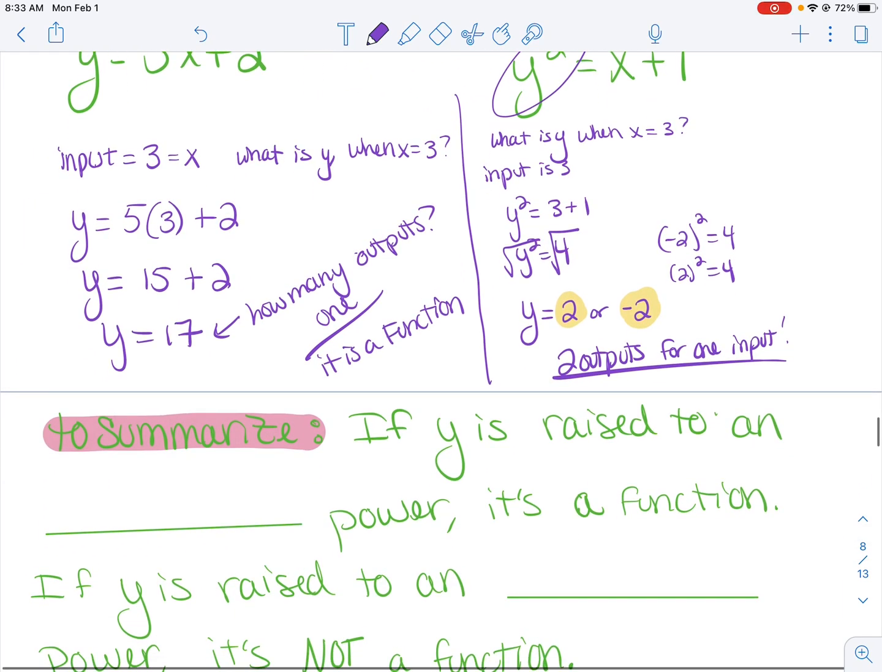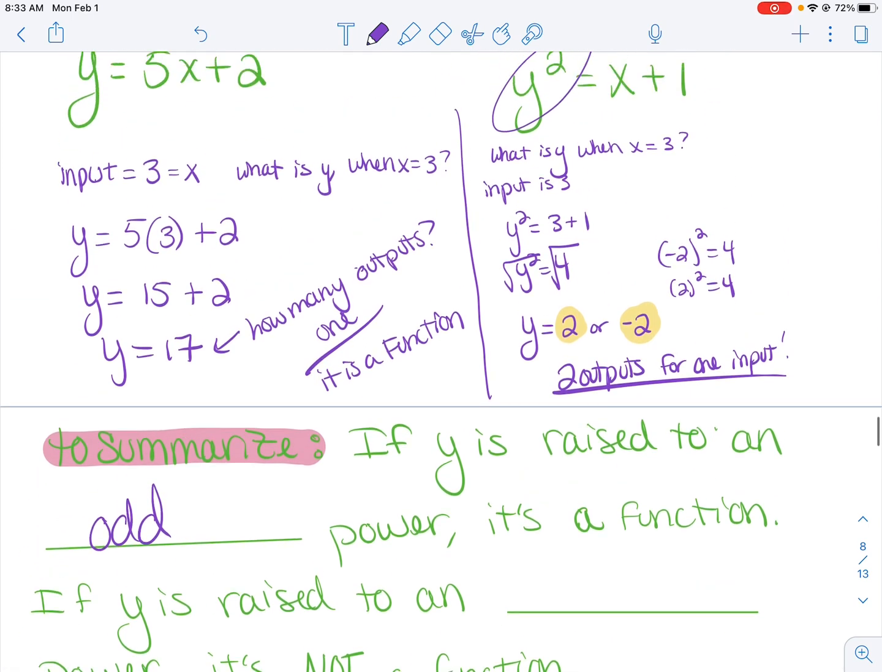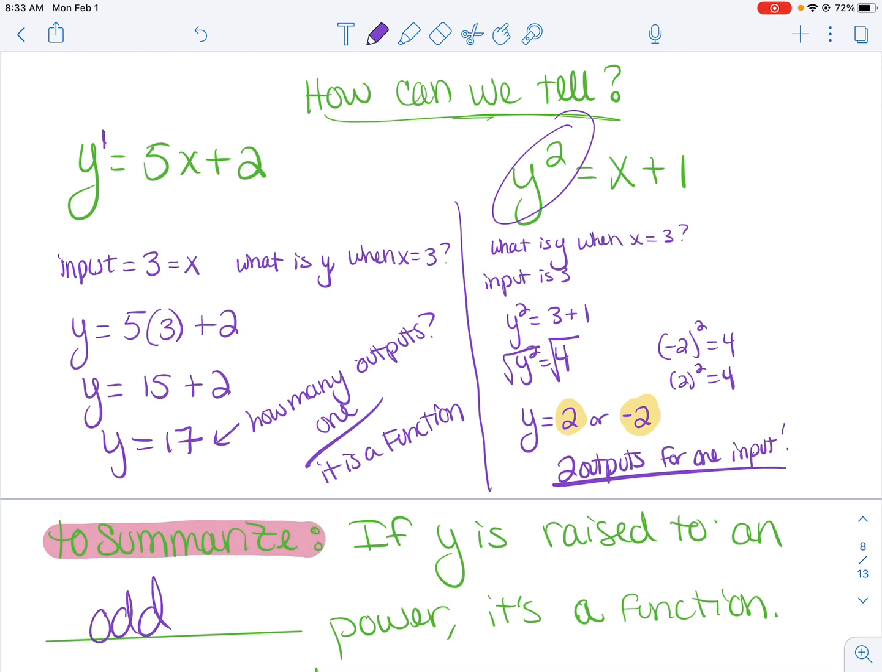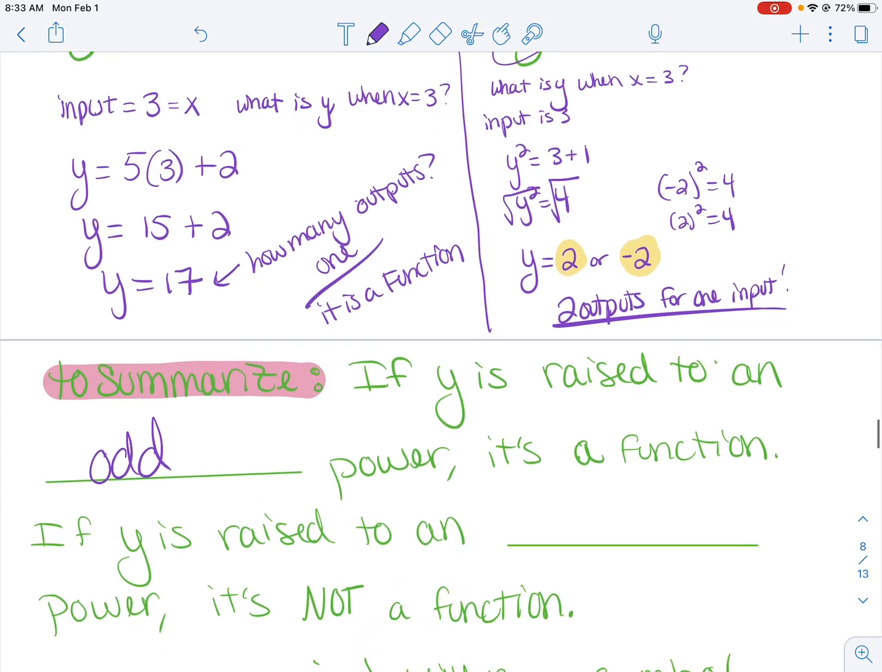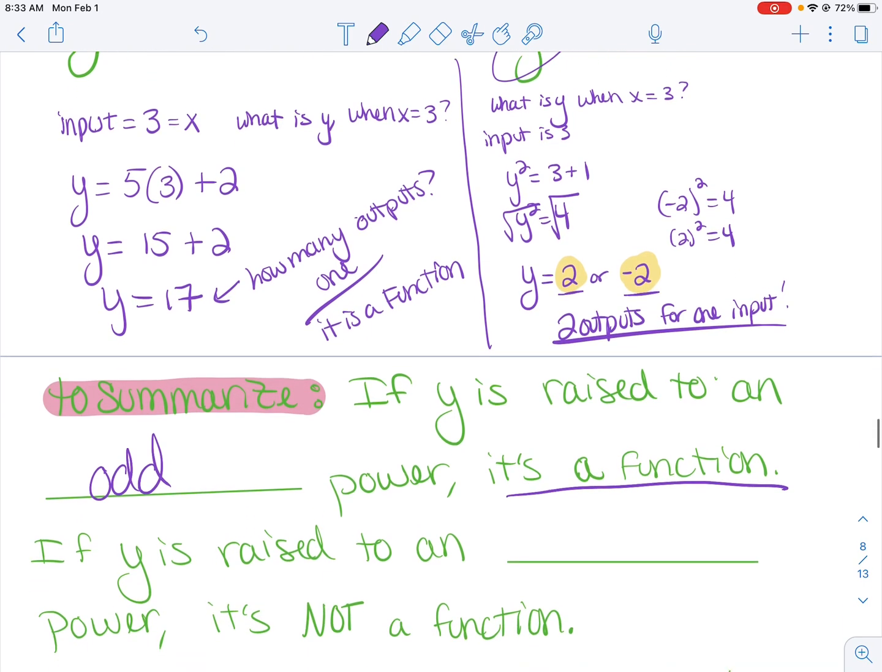So one of the things that we can sort of summarize here: if y is raised to an odd power, like 1 in this case, or 3, or 5, or 7, it is going to be a function, all right? And you can see that here with our example, but it would also work with a higher power. You're not going to get 2 different numbers. You would get 1 number of the same sign. That answer might occur if it was y cubed. You might get the same answer 3 times, but it's the same answer. It's the same number, so that's okay. So if y is raised to an odd power, it is a function.